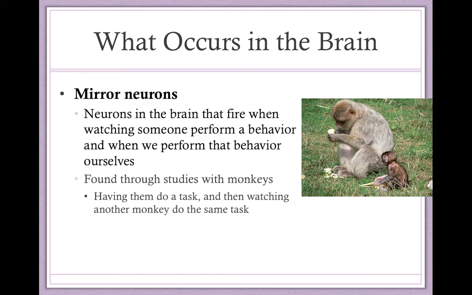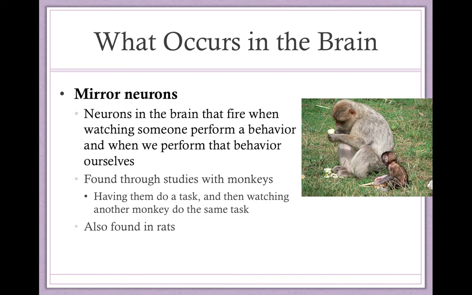So we found this through studies with monkeys. We had a monkey do a certain task and recorded their neurons, and then we had them watch a different monkey doing the same exact task and recorded their neurons. And there were overlapping neurons. They had neurons that fired for both of them.